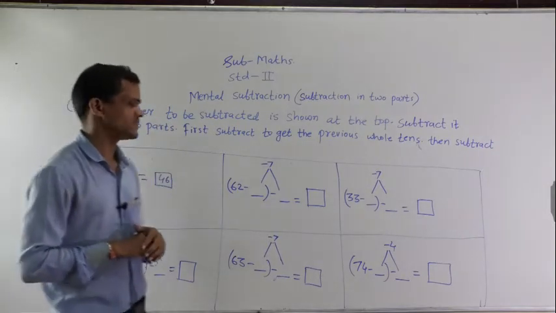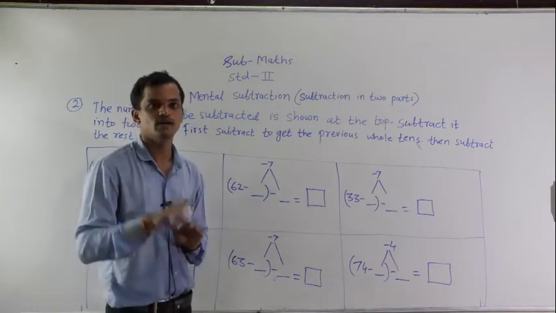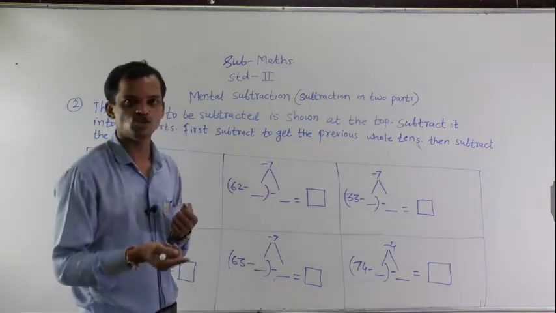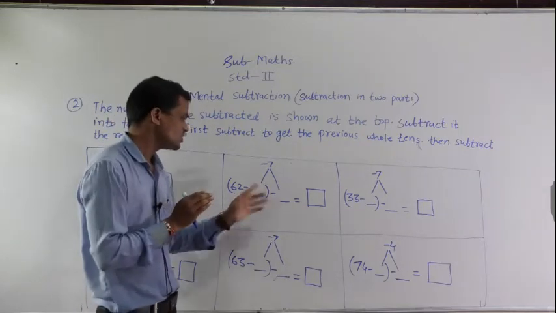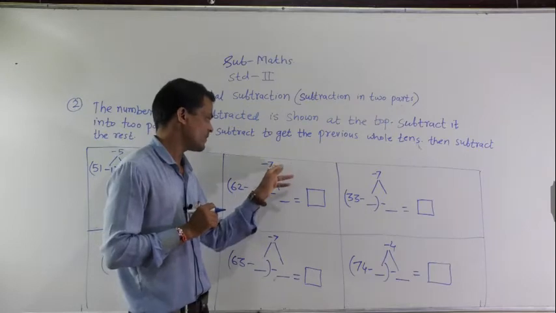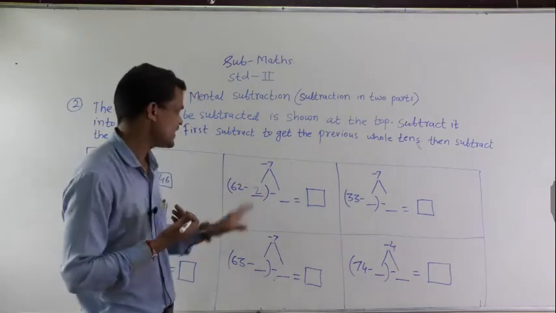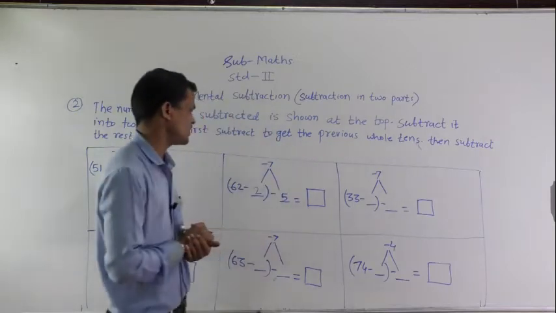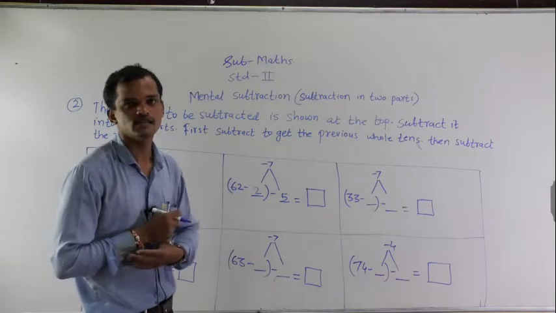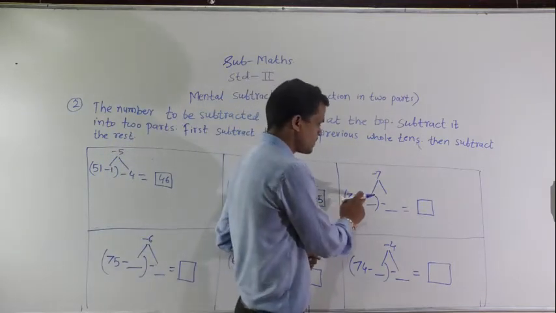Now see this example, so you will understand. 62 minus 7. We have to subtract 7 from 62, but now divide this 7 into two parts. So 62 minus which number will give you the previous whole tens? That is 2. If you subtract 2 from 62, you will get 60. So here write 2. Divide this 7 into 2 plus 5. So first subtract 2 from 62, you will get 60, and then 60 minus 5. 2 plus 5, 7. So now 62 minus 2, 60, and then 60 minus 5, so here 55.